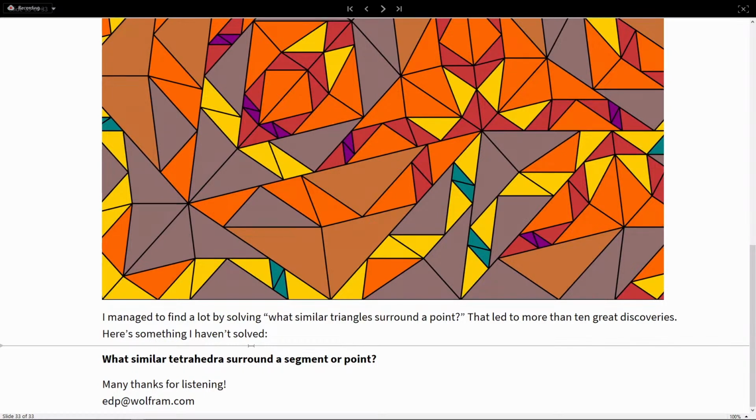So I managed to find all of these things by asking the question, what similar triangles surround a point? And that led to at least 10 nice discoveries, but there's still a lot I haven't solved. And one of the questions I'm really wondering about is, what similar tetrahedra surround a segment or point? And so far, I have no idea what the solutions for that are. It shouldn't be too hard to solve, but I haven't had time to focus on it yet. If anybody can solve that, I'm sure it will lead to all sorts of nice and interesting discoveries.